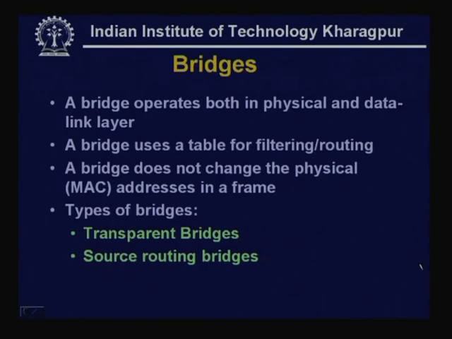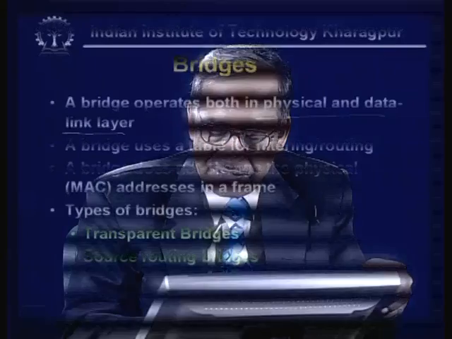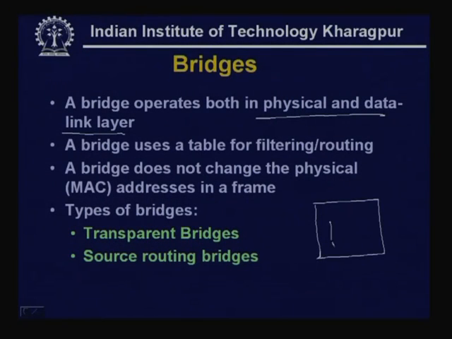Now, the second device that we shall discuss is bridges. A bridge operates both in physical and data link layer. We have seen in case of repeater, it does not do any filtering. Whatever is received on a port, say this is a hub, let us assume, and you have got a number of ports, say 8 ports are shown here. Whatever signal is on this port, the same signal is available on all other ports. It is repeated on all ports.